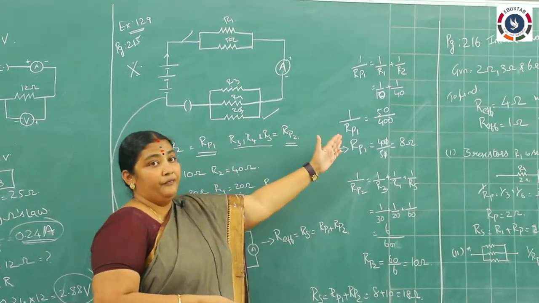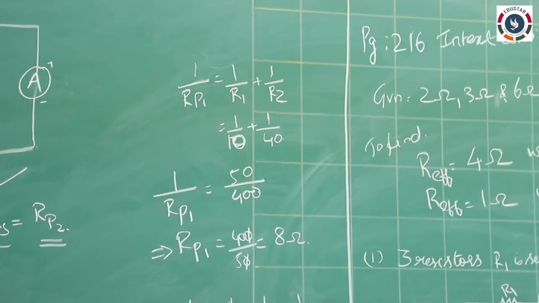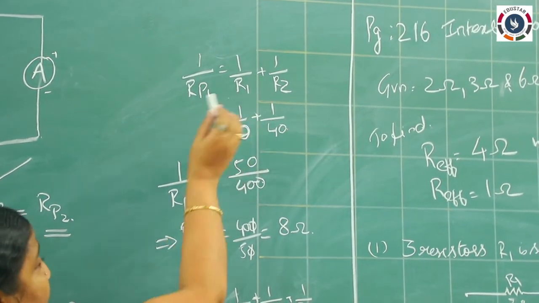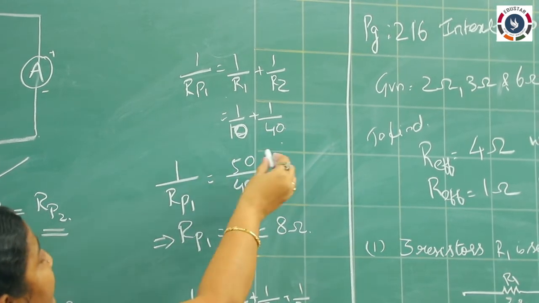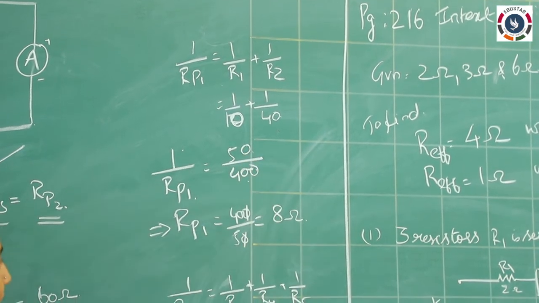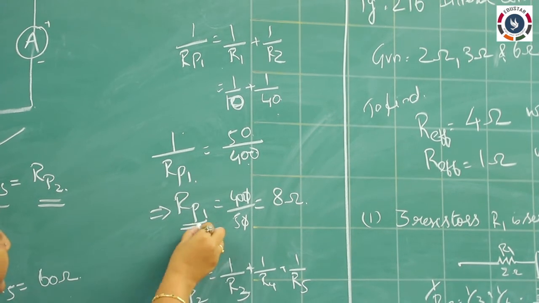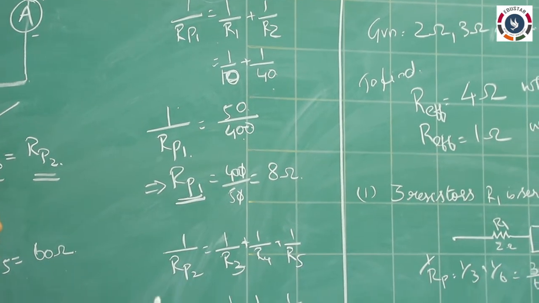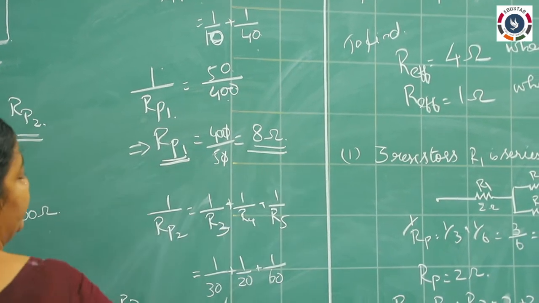So now we will go for the workout part. 1 by RP1 is equal to 1 by R1 plus 1 by R2. Substitute the values: 1 by 10 plus 1 by 40. Cross multiply: 1 by RP1 is equal to 50 by 400. Now we want to find RP1 only, so RP1 is the inverse of that, 400 by 50. So it is 8 ohms.